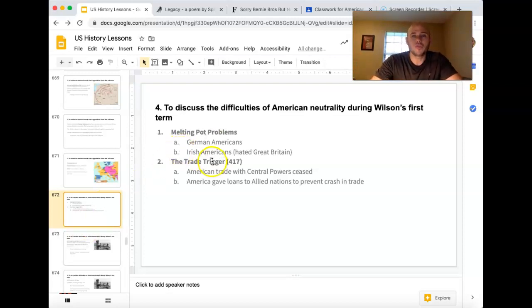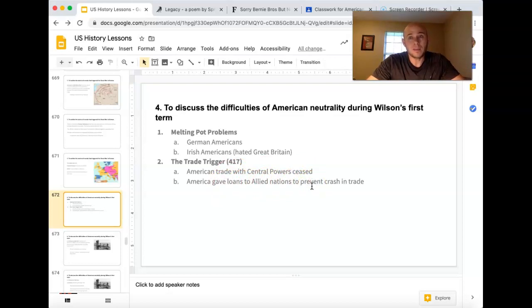The second problem was the trade trigger, that we ended up stopping trade with the Central Powers. Part of the reason is that the British were blockading Germany, so that was a problem for trying to get goods over to Germany anyway. But also, again, you kind of have that British bias going into things. So we ended up trading with the Allied nations.